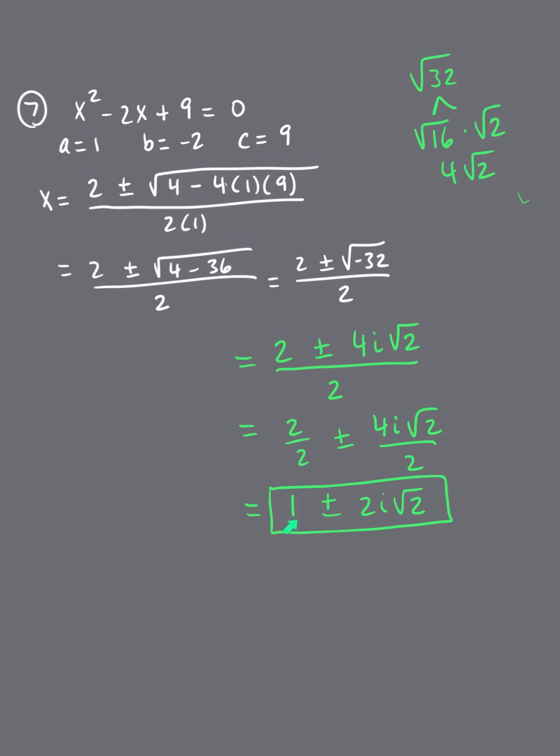If you do 1 plus 2i square root of 2, that would give you a totally different number than if you did 0 plus 2i square root of 2. So you definitely have to have this 1 here. Now you can see that because we have our i, we have 2 imaginary solutions again, which we would have recognized by our negative discriminant, negative 32.